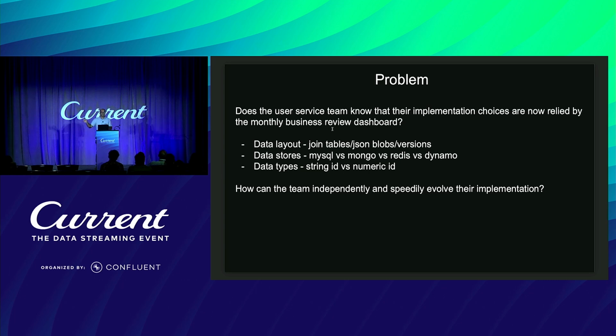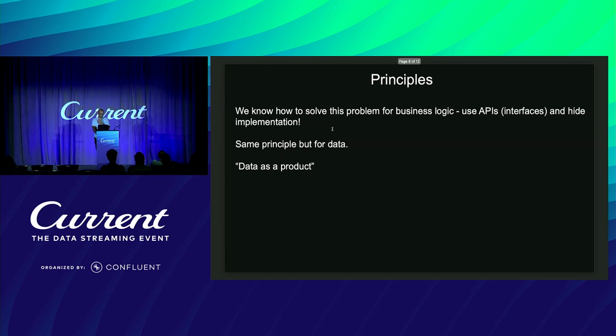You'd need coordination between, okay, why did this report break, to triage down to, oh, the source data changed, right? So the user team didn't even know that their specific implementation choices are now relied on a couple of degrees away. All kinds of choices, right? Data layouts, stores, data types. In this world, how can that service team actually fulfill that initial promise of making quick changes independently and evolve their implementation? Because now, when they want to change their data layout, they have these dependencies all around and need to coordinate with these consumers.